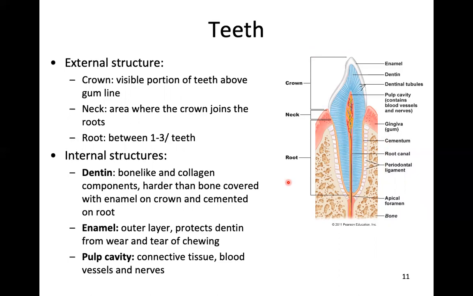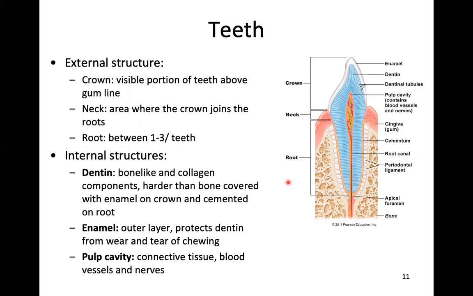Now, do keep in mind that sometimes there are anomalies. I know somebody that actually had four roots on one of their molars, but again, typically we will have 1 up to 3 roots per tooth.